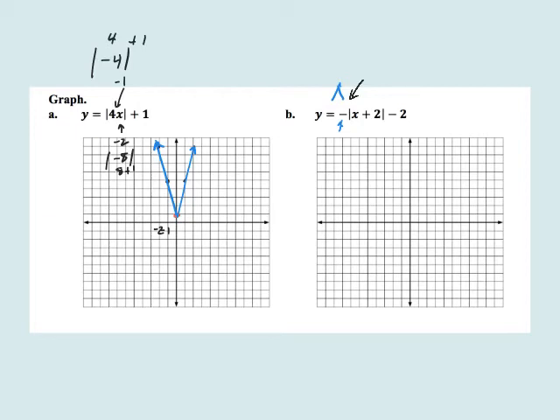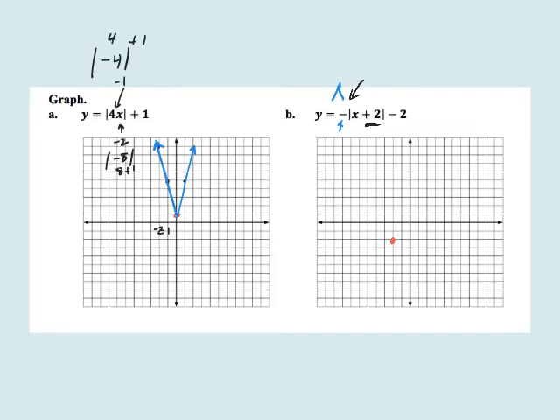So it's going to open downward. Our vertex is going to be to the left 2. So I'm actually going to put a dot there on 2 on the x-axis. And then down 2. That's where our absolute vertex is going to be. I'm going to erase this dot. All right. So it's going to open downward.